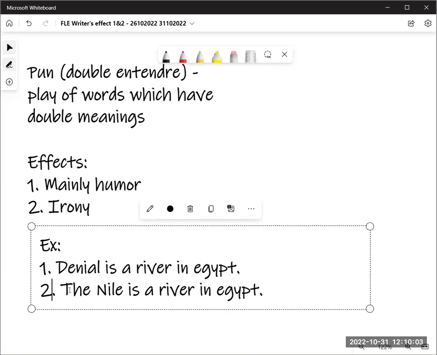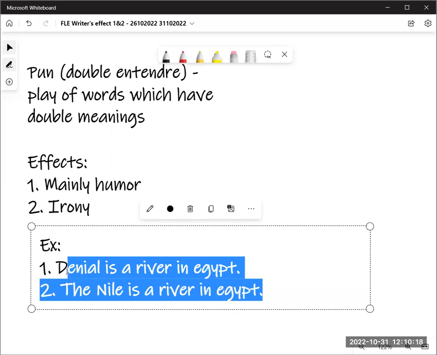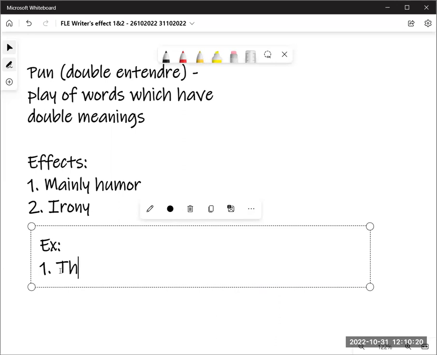Now, okay, so doesn't this part of the sentence sound the same as this one? It does. So it's meant to be funny. When we say the denial, or let's say another one. The vacuum sucks. Now, can you give me two meanings here? Every one has two meanings, at least.